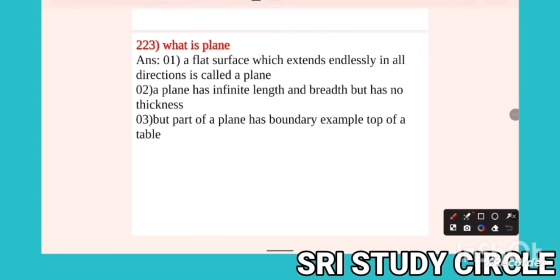What is a plane? A flat surface which extends endlessly in all directions is called a plane. A plane has infinite length and breadth and no thickness.